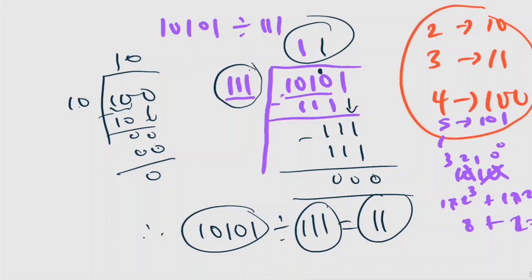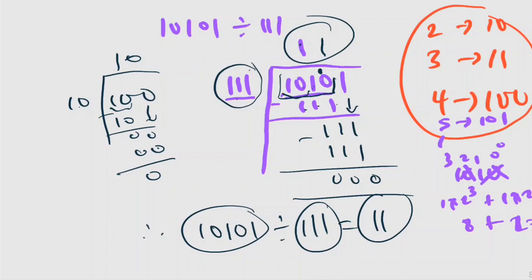Again, this place, 111 is 7. 10 is 2. 7 cannot go in 2. Take the next number, 101, which is 5. 7 can also not go in 5. But it can go in 1010, which is 10. Then you now say 7 in 10. 7 in 10 is 1. Then I say 1 times 111, I'm going to have 111.